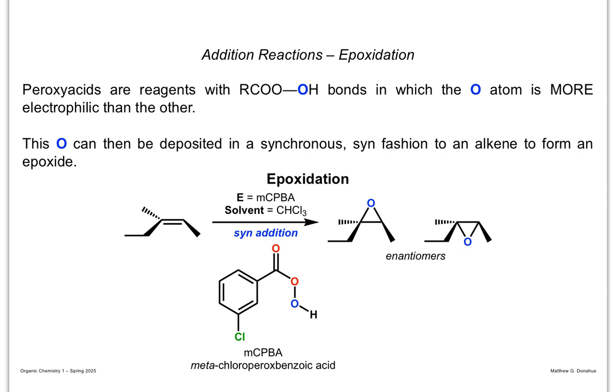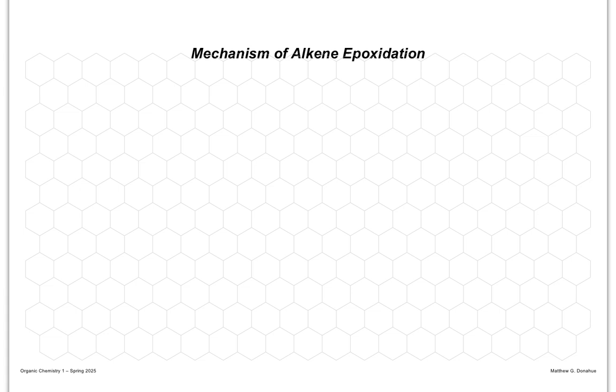So overall, the things to remember about epoxidation, you're adding an oxygen that forms the three-membered ring, and it happens in a syn and synchronous fashion. So we'll run through the mechanism of this real quick.